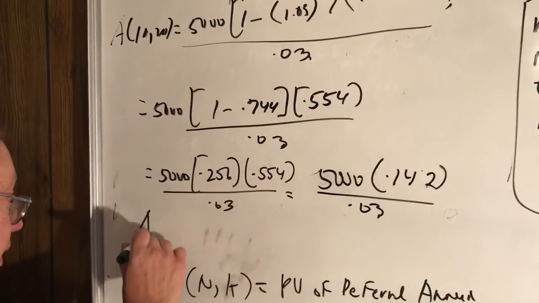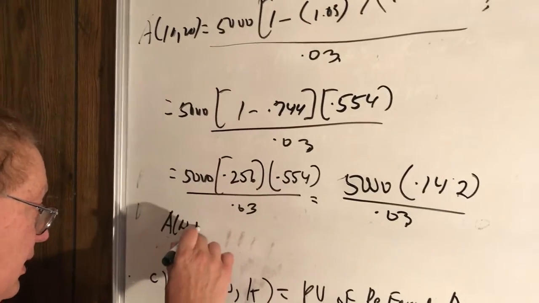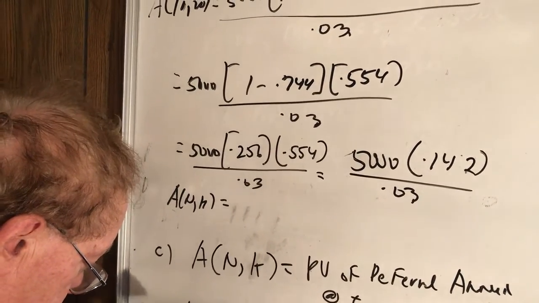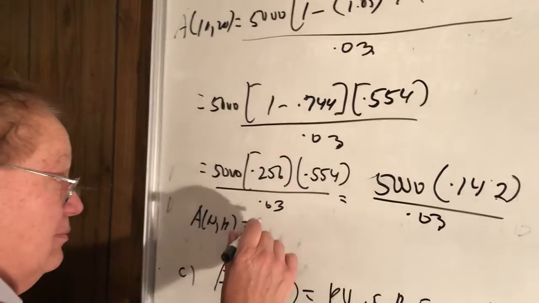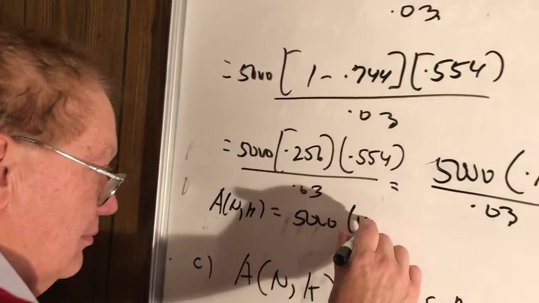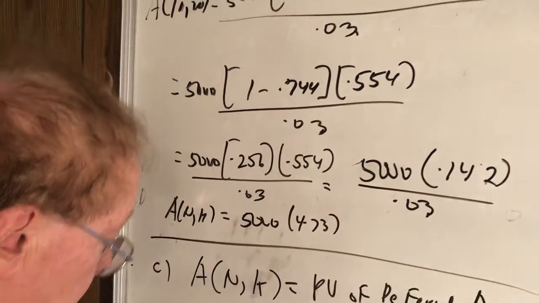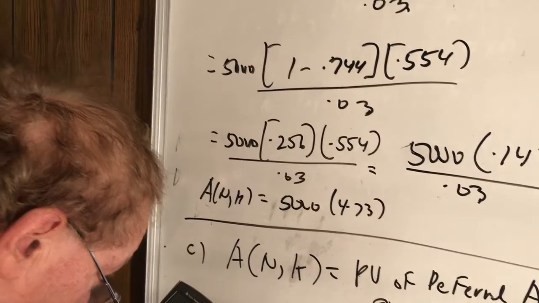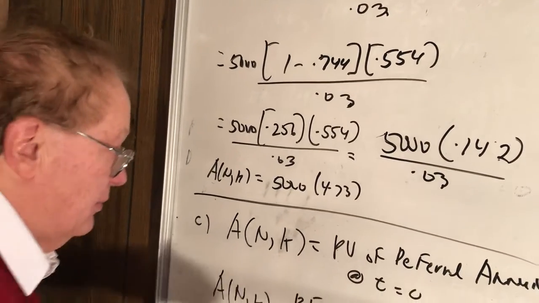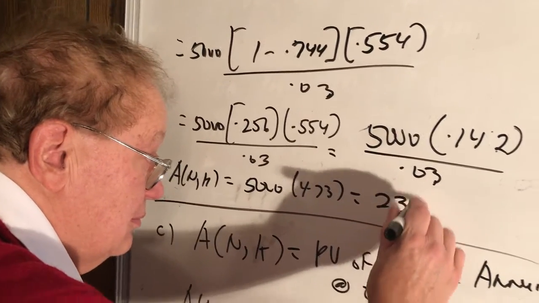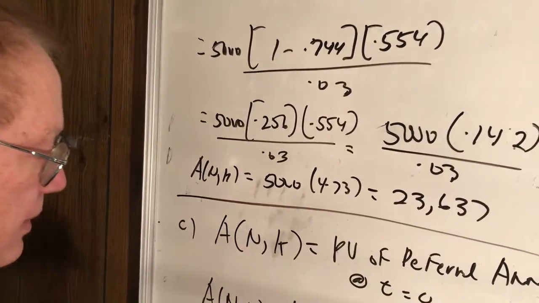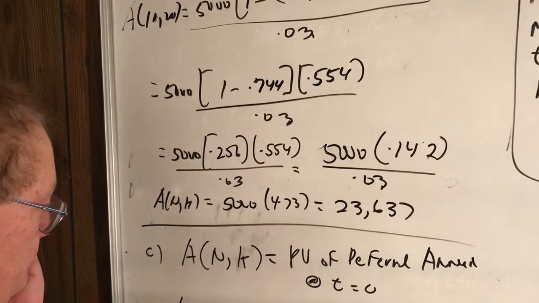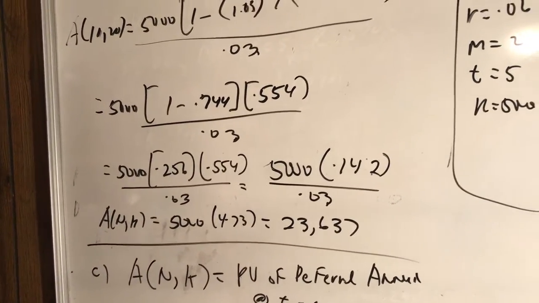Okay. So A 10|20 equals, going to divide that by 0.03, 4.73. Times 5,000, 23,637. All right. So if we took 5,000, and how many periods did we pay that for? 10 periods, right?